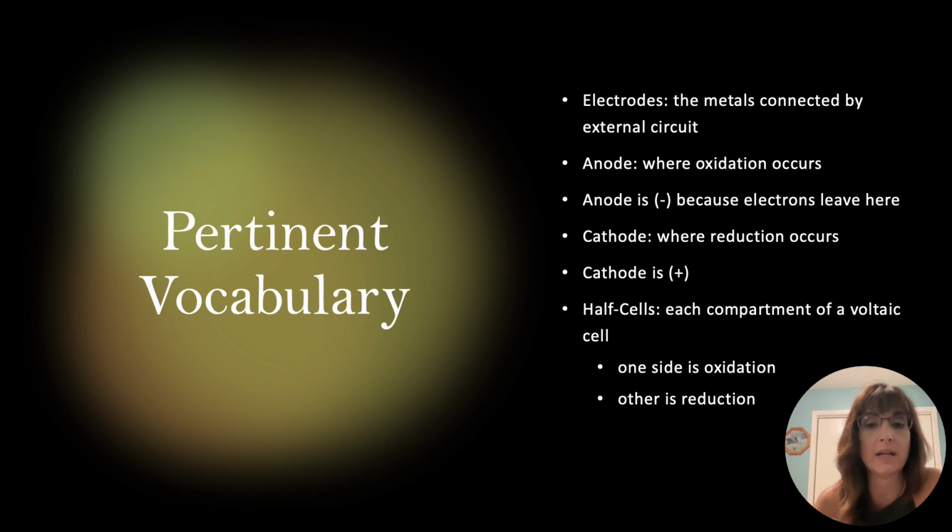Oxidation, OIL RIG. Oxidation is the loss of electrons. So the anode is losing electrons. That's where they're gathering, and that's why it's negative. Well, the cathode is where reduction occurs, and the cathode is positive. And that's why the electrons want to flow from the anode to the cathode, because they want to go from negative to positive. A half cell is just half of a voltaic cell. It's one metal in its solution, and one side is oxidation and the other side is reduction.